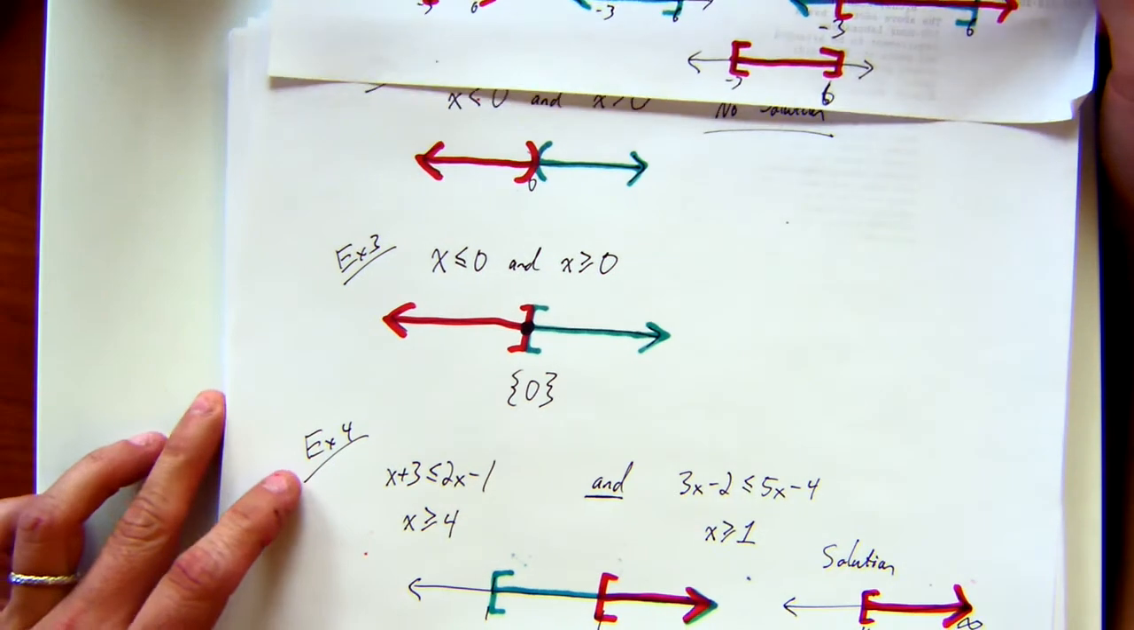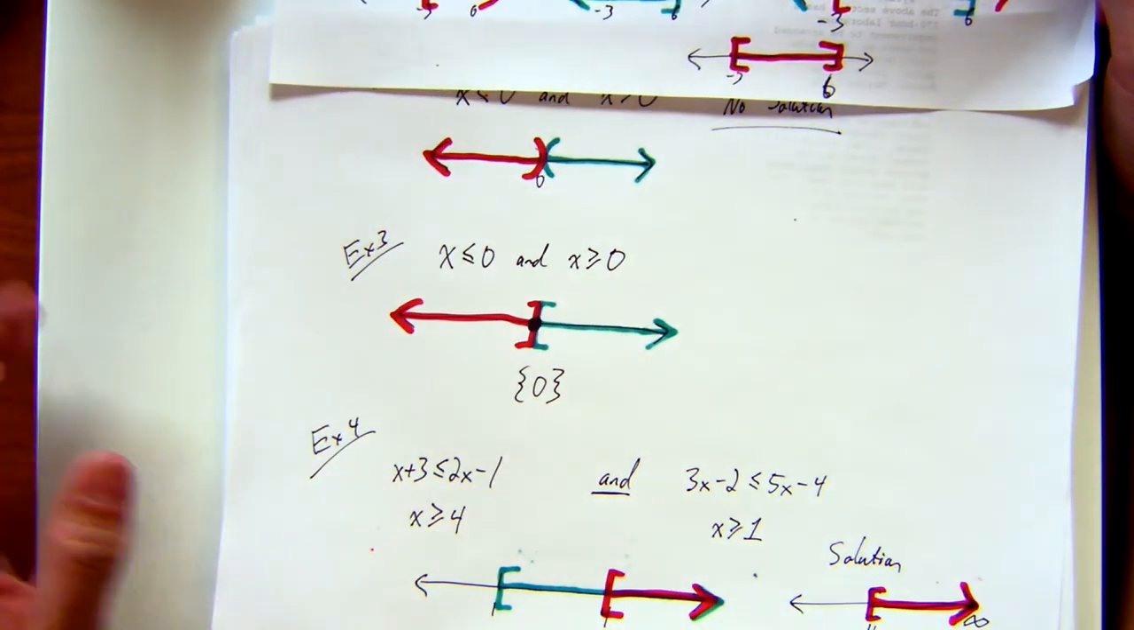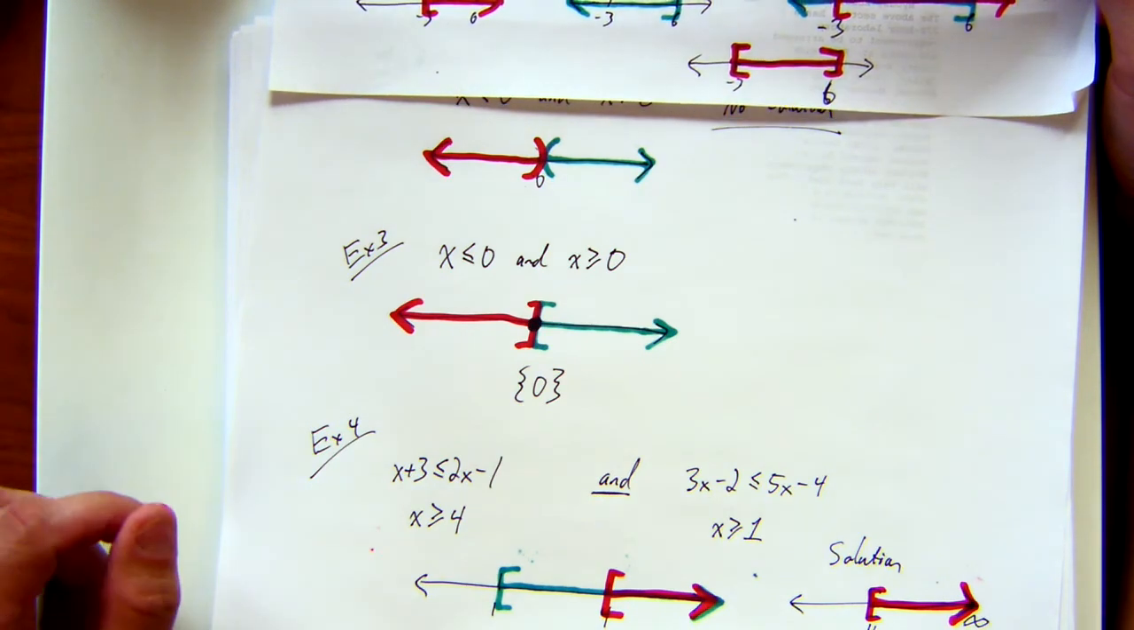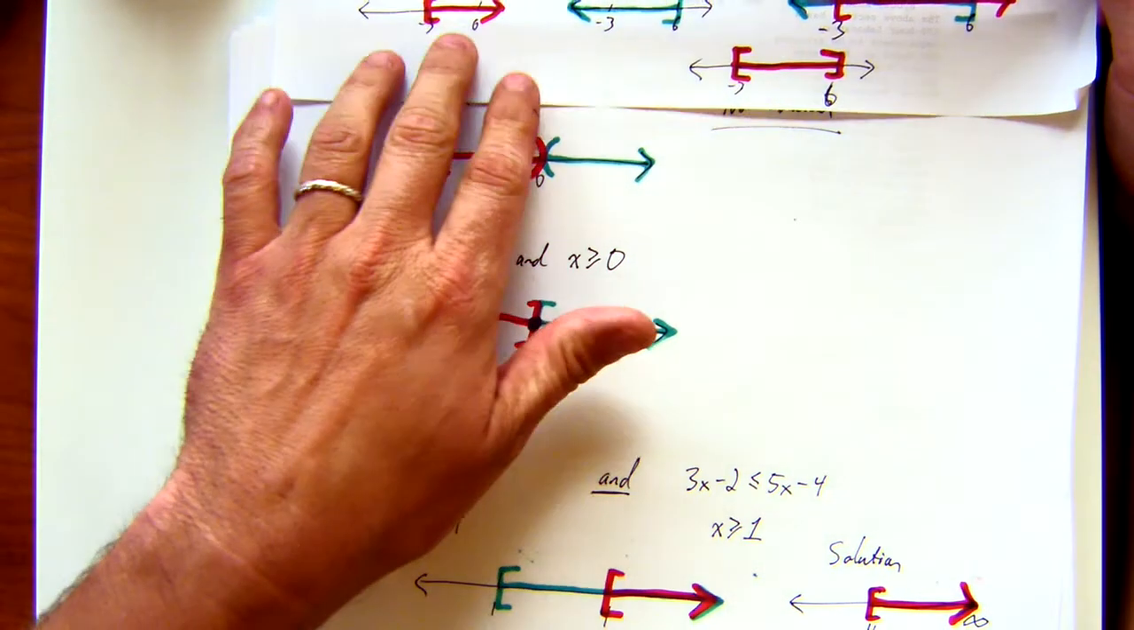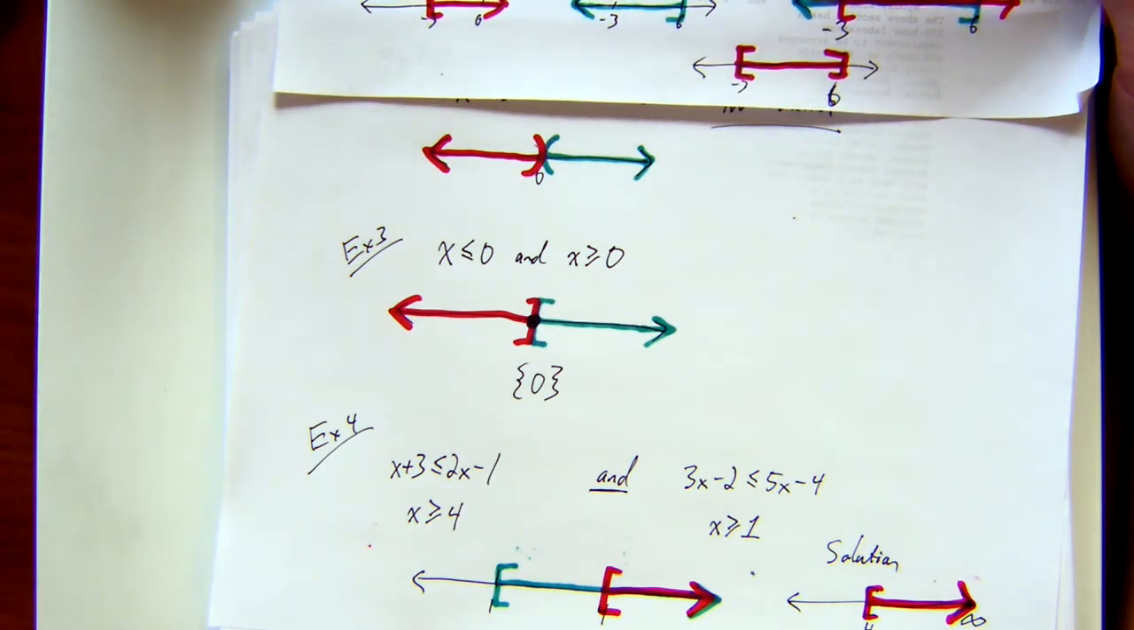So it's so important to plot these and look at their intersection. There's no way to just look at it and solve it. You have to kind of take the steps of taking these graphs and looking at that intersection. Any questions?